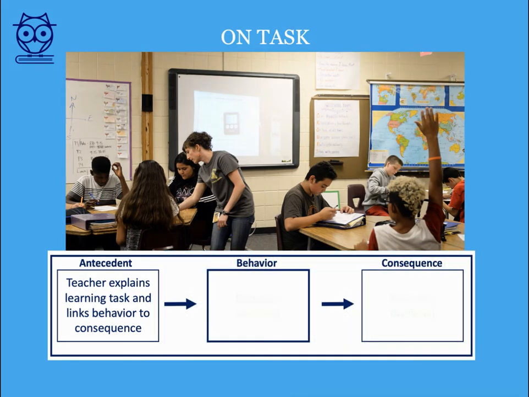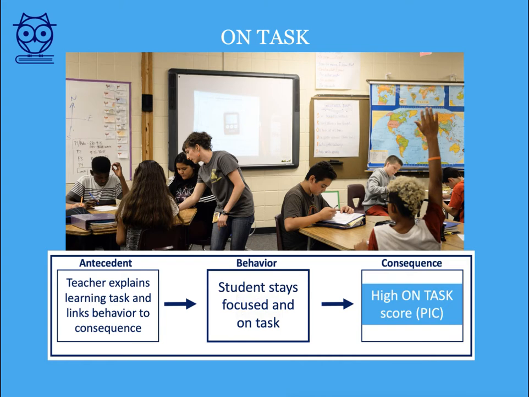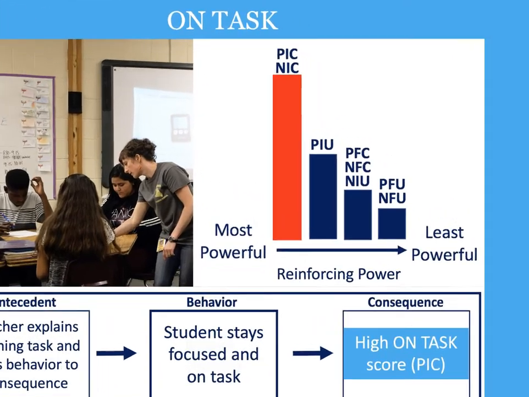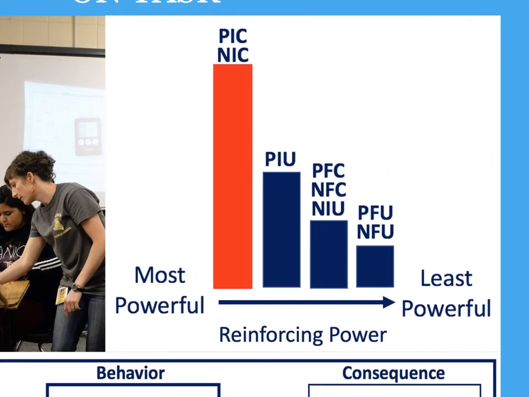The behavior we are expecting from all students is that they stay focused and on task. The consequence is a PIC. If they meet expectations, their score will be positive. Final scoring will occur immediately at or near the end of the time allotted. And when scoring effort is routinely done in a class, students will believe that it is certain to occur, meaning there is a high probability. Recall that PICs have the highest reinforcing power.